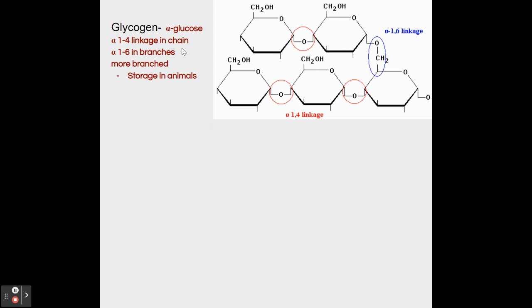We have glycogen. Glycogen is made up of alpha glucose. It is an alpha 1,4 linkage in chain as well as an alpha 1,6 in branches, similar to amylopectin. And this allows for more storage of glucose molecules. This is for energy storage in humans or in animals. So in our bodies, let's say in our muscles, we have a lot of glycogen readily available to be broken apart and used when you do exercise, when you go for a run or whatever. So this glycogen right here is made up of alpha 1,4 and alpha 1,6 branches.